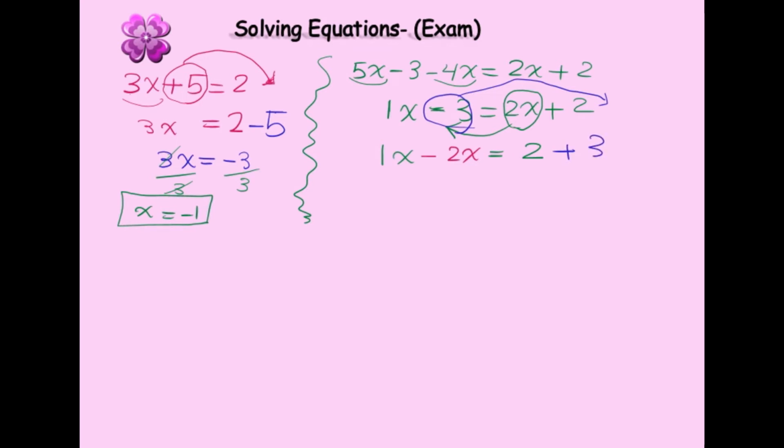So now just simply work on like terms and simplify. 1x minus 2x would be negative 1x equal. 2 plus 3 would be 5. Then you need to divide both sides by negative 1. If you divide by negative 1, divide by negative 1. As a result, x is negative, negative cancel. 5 divided by negative 1 would be negative 5. Therefore, the final answer is negative 5.